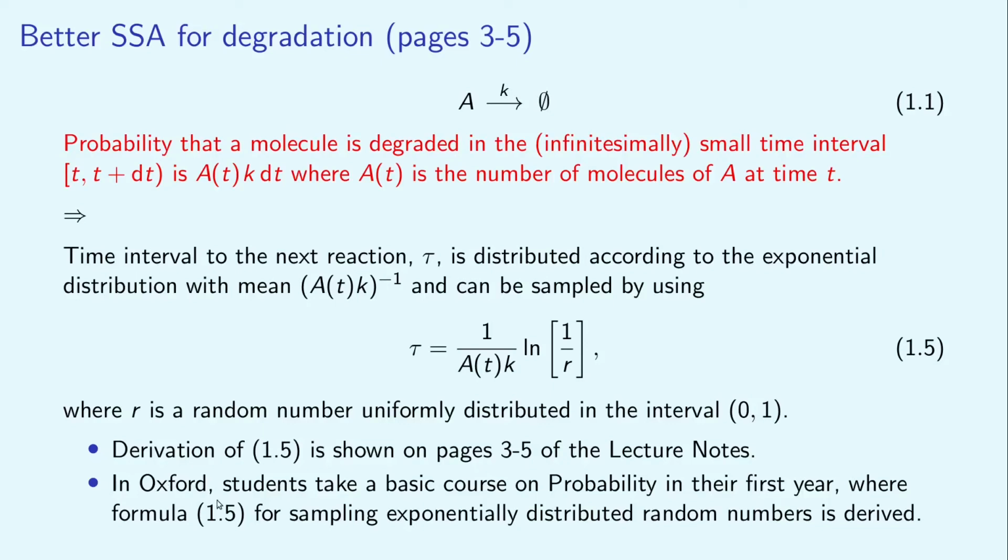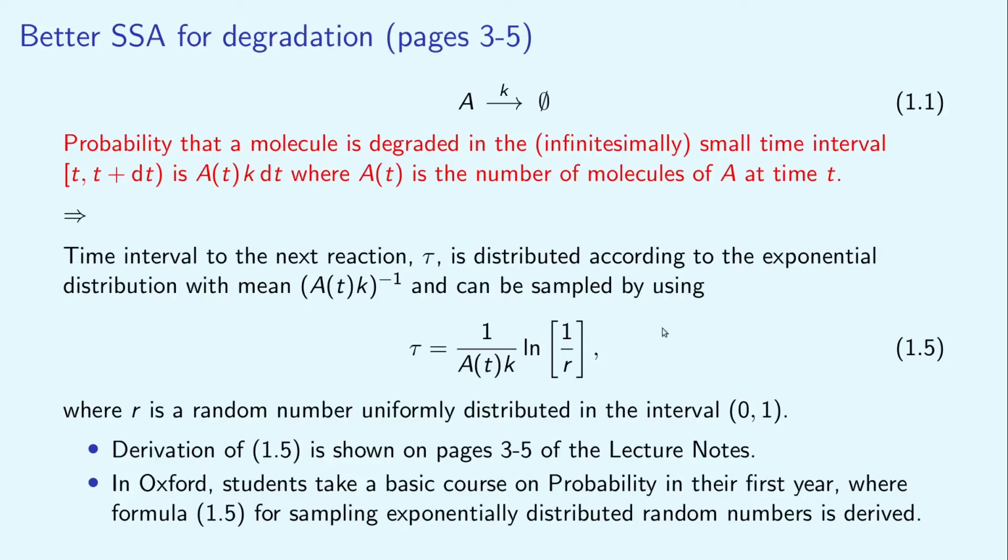In Oxford, students taking this course also took a basic course on probability in their first year, where Formula 1.5 for sampling exponentially distributed random numbers is derived. So I will not reproduce its derivation in this video. However, if you are unfamiliar with this result, you can find the detailed derivation of Formula 1.5 on pages 3 to 5 of the lecture notes.